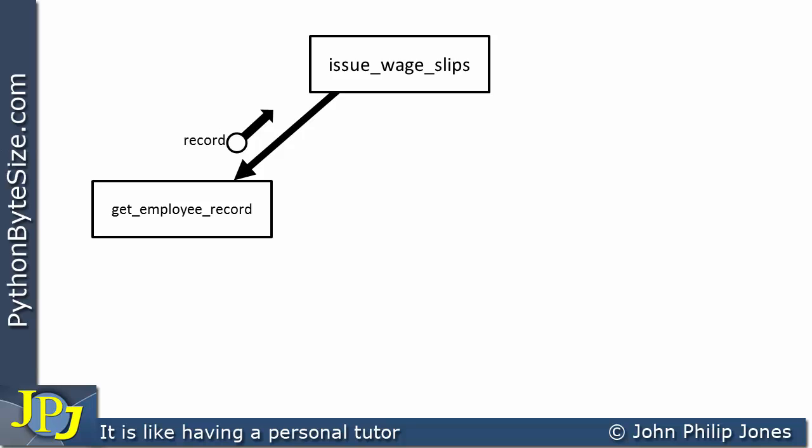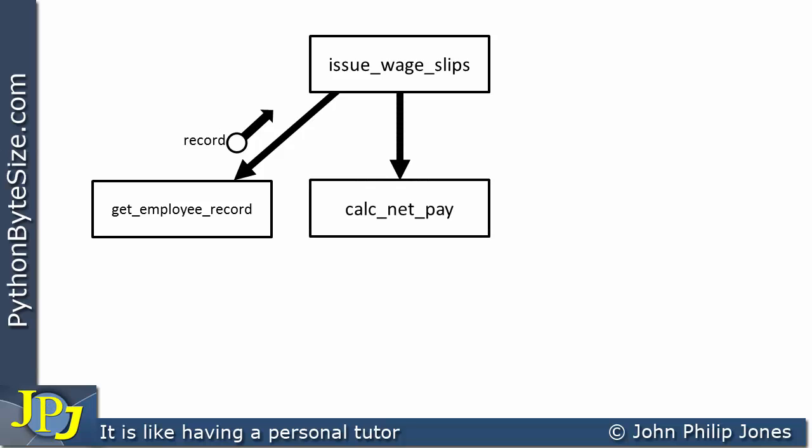Now, this record is going to contain information about the employee, such as their rate of pay per hour, how many hours they've worked, what their name is, and information about any deductions that have to be taken away from their salary. The next thing that's going to happen, issue wage slip is going to call another module called calculate net pay. And to this module, it's going to send the record.